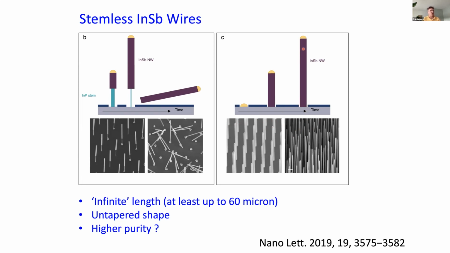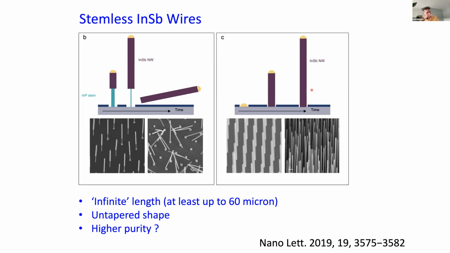And in principle, we can grow them forever. But practically, we are limited, of course, by the growth time. And I think the longest wires that we have grown have a length of about 60 microns or so. And again, these wires have an untapered shape. So the diameter of the wire is very uniform.